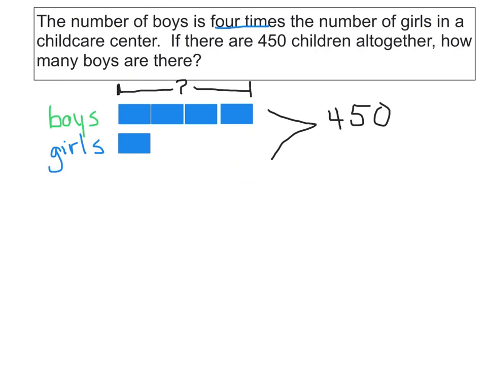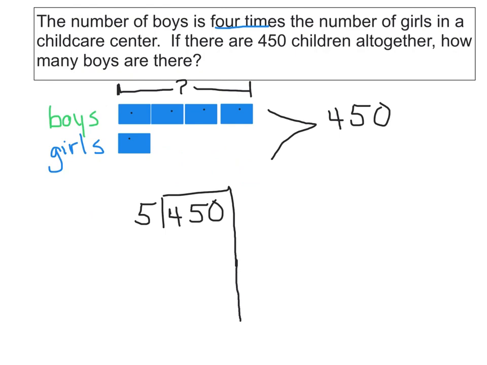Now when I look at that picture, I see that I have 1, 2, 3, 4, 5 boxes that all represent the same amount. Altogether, there are 450. So if I take that 450 and I split it into 5 equal groups, that will tell me how many are in each group. So 450 divided by 5.